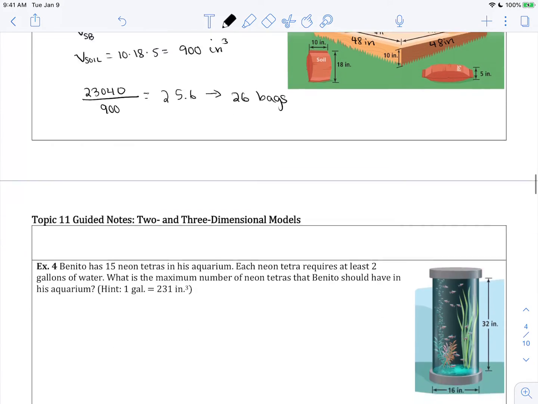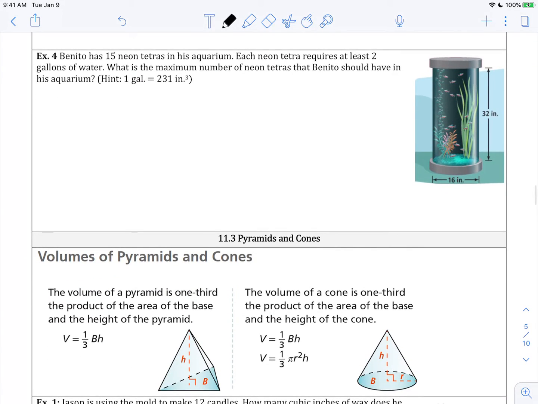All right, last one. Benito has 15 neon tetras in his aquarium. Each neon tetra requires at least 2 gallons of water. What is the maximum number of neon tetras that Benito should have in his aquarium? Okay, so let's calculate the volume of this aquarium and then see how many he should have.